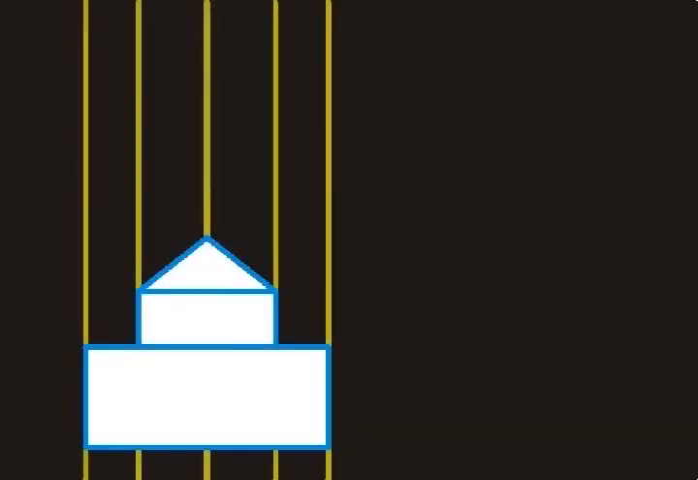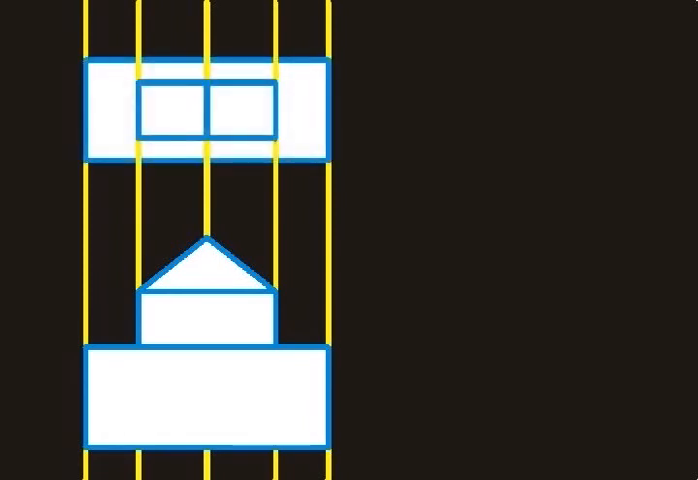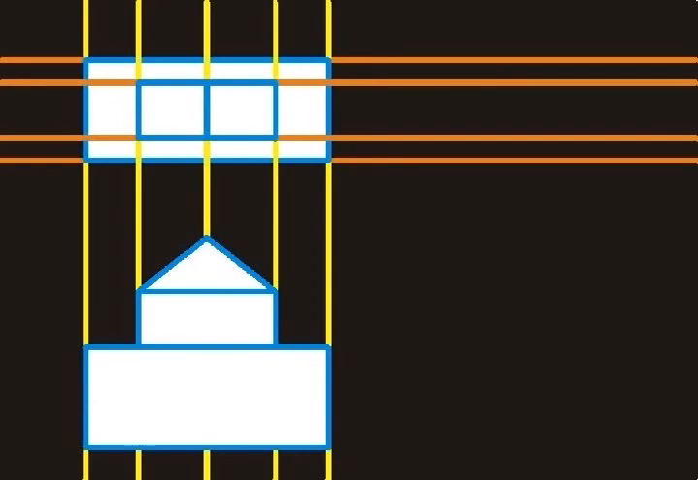Draw the front view of a simple form. Draw vertical lines through the edges and points. Use the vertical lines to draw a top view with the same measurements. Extend horizontal lines from the edges of the top view.